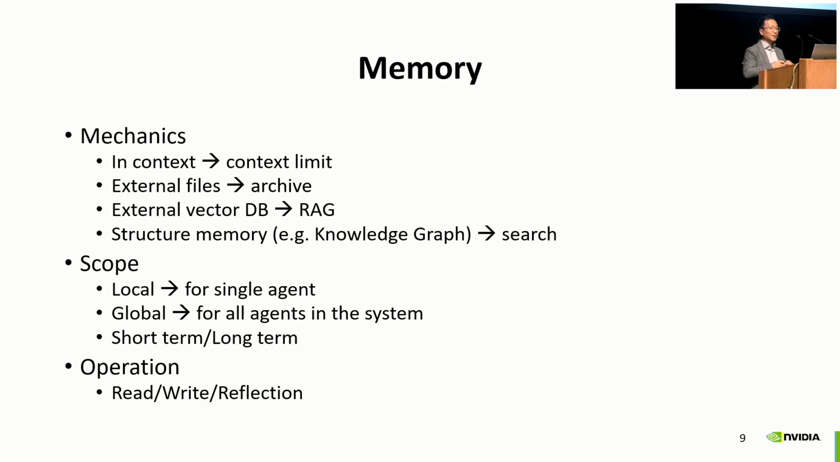Now, second, what is the scope of memory? It could be a local type of memory that is only used by a single agent. It could be global memory that can be used by all the agents, shared among all the agents in the system. It could be short-term memory, which only remembers the previous 3 conversations, or it can be long-term memory that remembers everything that happens. And finally, what are the operations that memory should support? Obviously, it should support read and write. But in addition to that, since we have a language model, it can also support some sort of reflection on the memory.